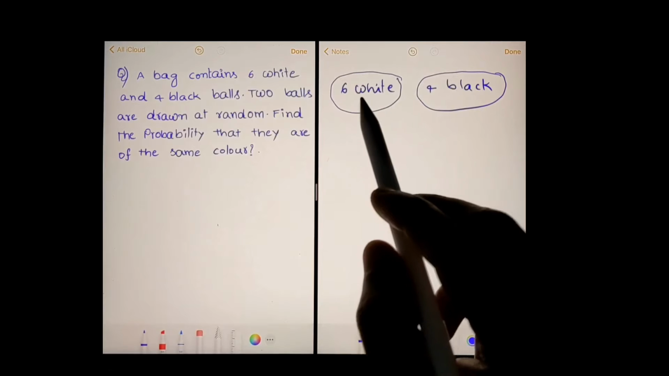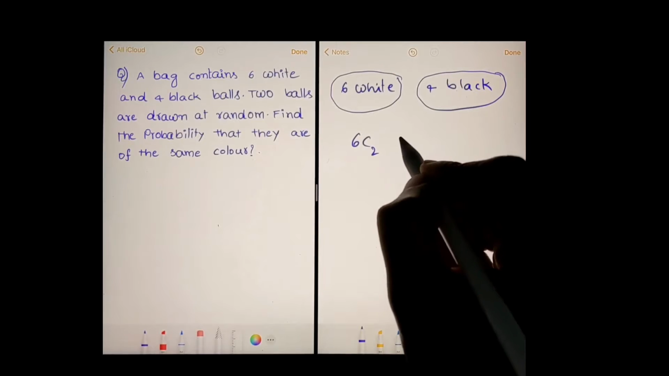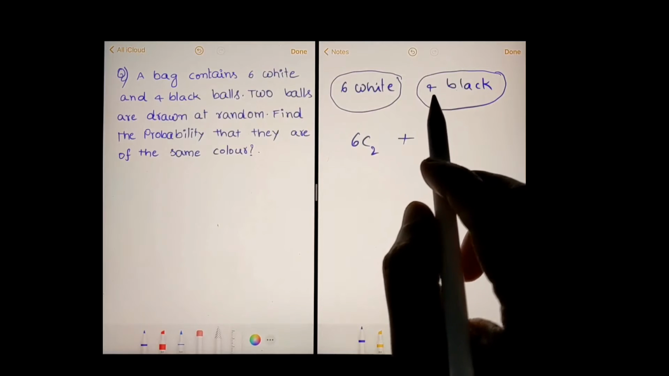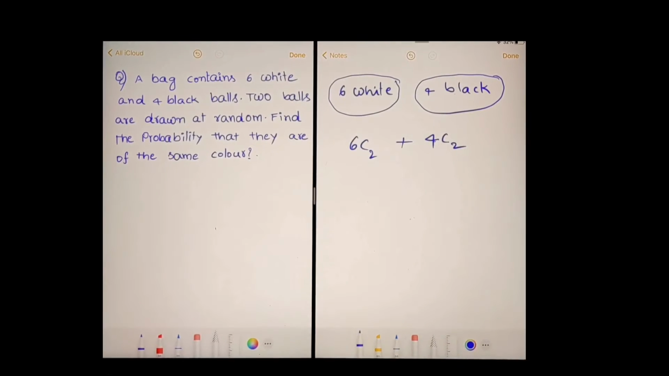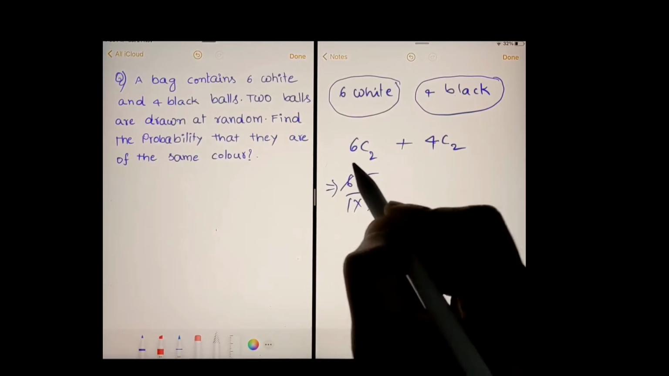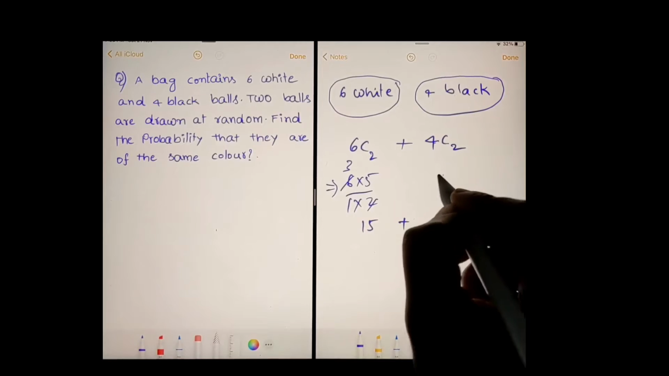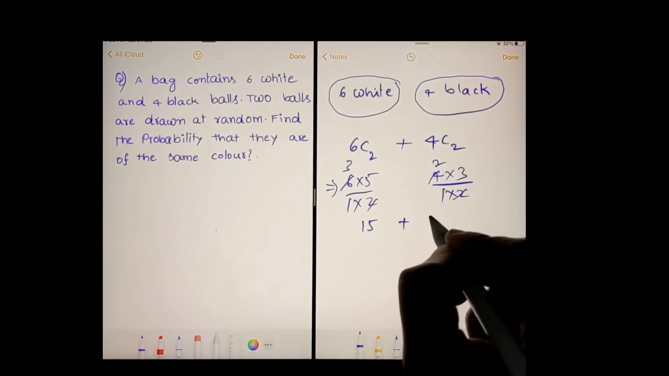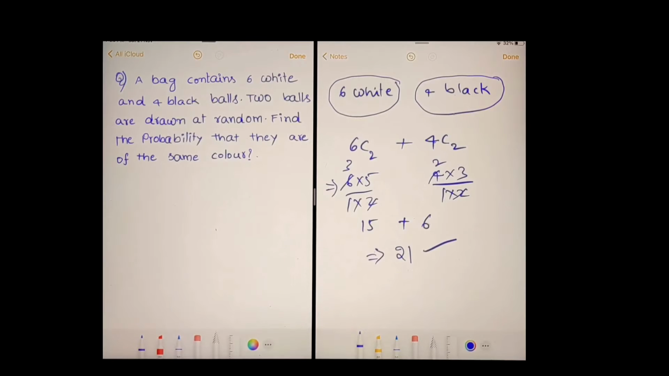2 balls can be picked from 6 balls in 6C2 ways. Or, because we are using OR, we need to use plus. And 2 balls can be picked up from 4 black balls, that is 4C2 ways. 6C2 means 6 into 5 by 1 into 2. 2 3s are 6, so 3 into 5 is 15. Plus 4C2 means 4 into 3 by 1 into 2. 2 2s are 4. 3 into 2 is 6. Total 21 ways we can select to get the same color.